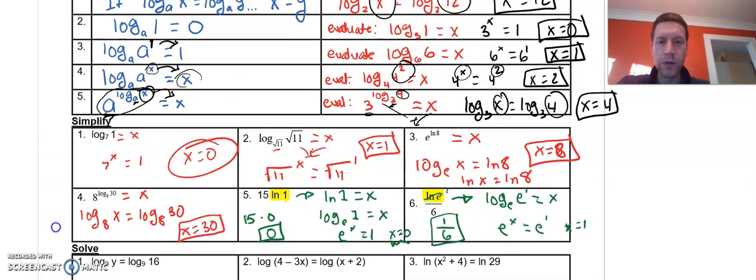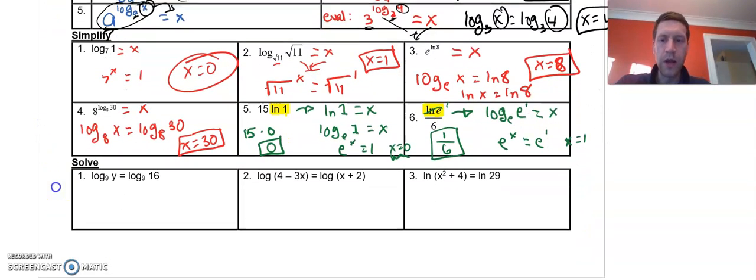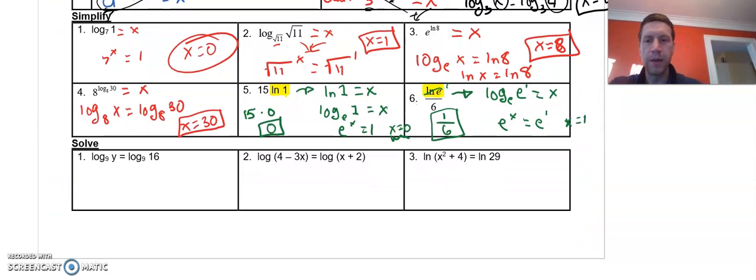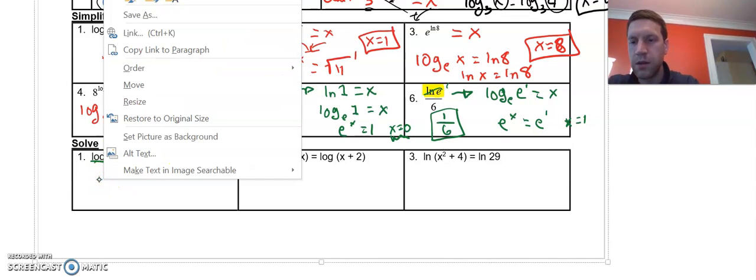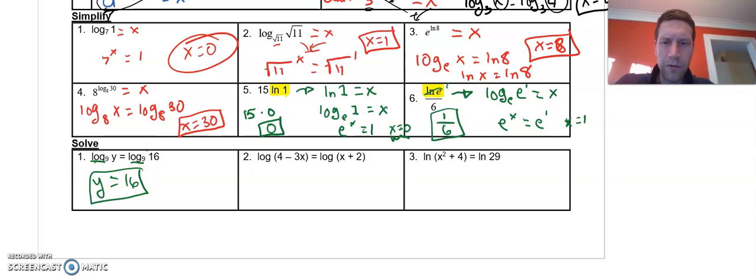Last 1, 2, 3 at the bottom. These are all going to focus on that first rule of logs up here. Notice that in all of these examples, you have the same log on each side. It's just the insides are different. So log base 9 of y equals log base 9 of 16. I know that y has to equal 16. I'm done. I don't have to solve.